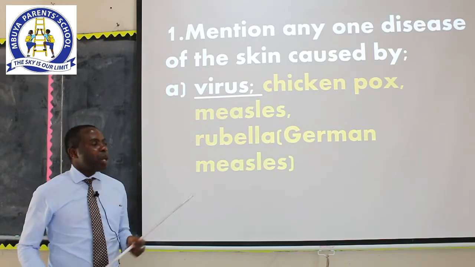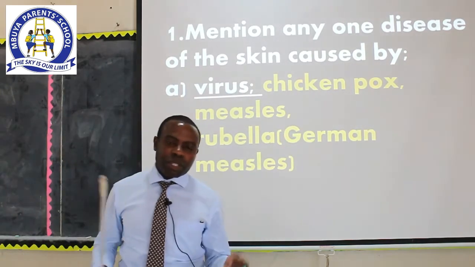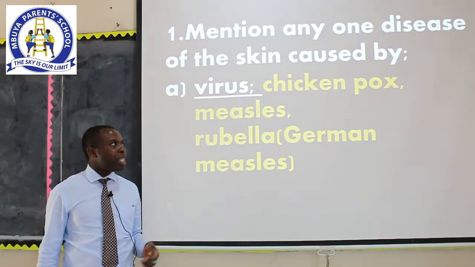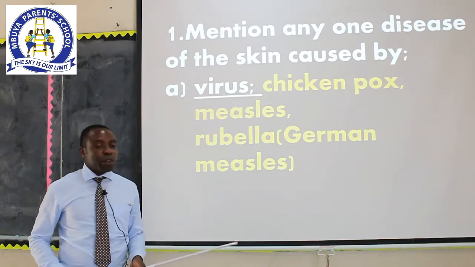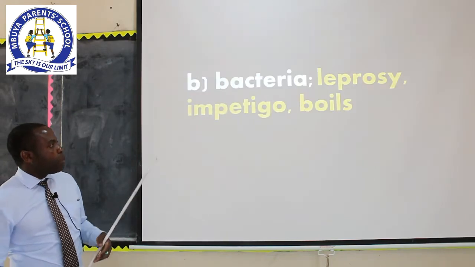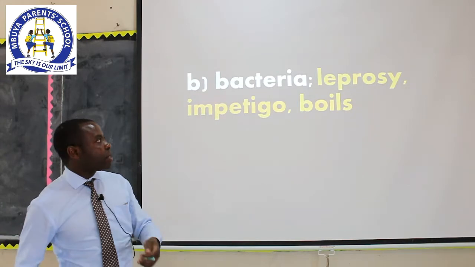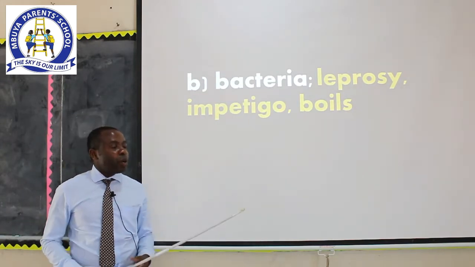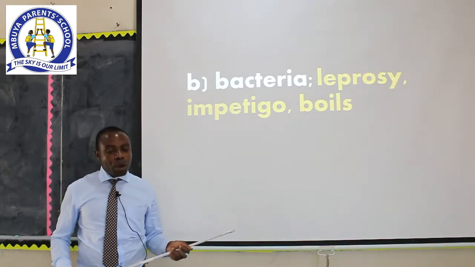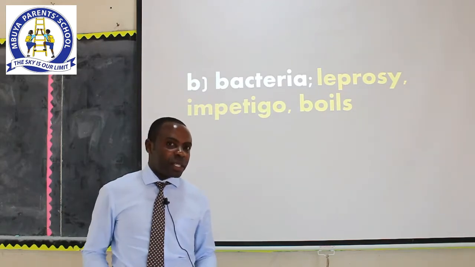And under those, we had many, but you are supposed to give at least one. So we had chickenpox, we had measles, and then we had rubella, or what we called German measles. So if you wrote one of the three, it means you are correct. B, we are supposed to give at least one example of a bacterial disease. And there were three, where we had leprosy, we had impetigo, and then boils. And we said they can also be referred to as bacterial diseases.